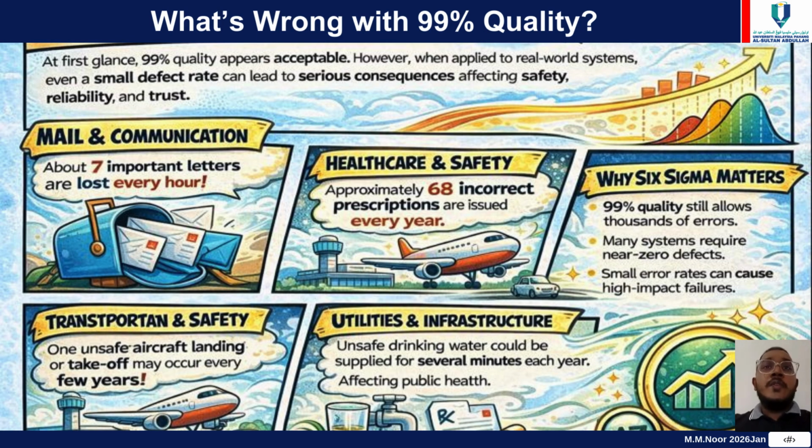Here is what's wrong with 99% quality. At first glance, 99% quality sounds acceptable. However, when applied to large-scale systems, even a 1% defect rate can lead to serious consequences such as medical errors, safety risk, or system failures. This slide illustrates why organizations cannot afford to settle for almost perfect quality. Six Sigma aims for near zero defects, especially in critical processes where errors can have severe impacts.